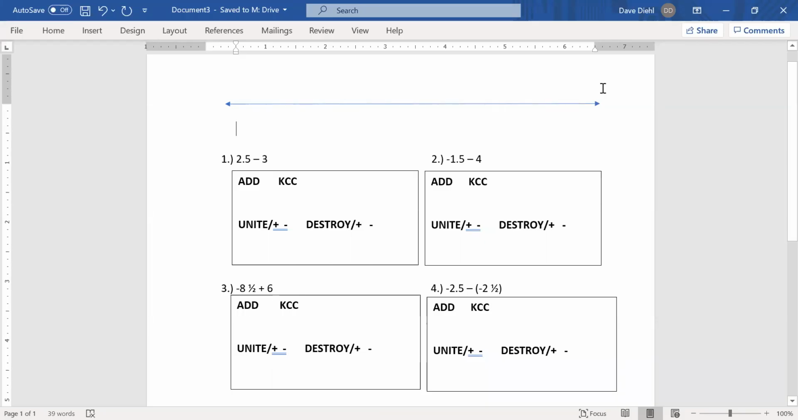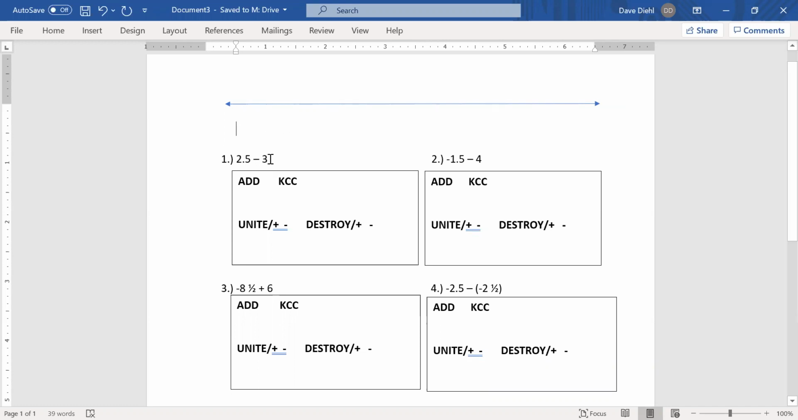Today we're going to be practicing subtraction and addition with negative numbers, but this time we'll have decimals and fractions in them. So we're going to do these in two parts. First, we're going to rewrite them all as addition problems, and then we'll go back and use the number line to make sure we can solve them properly without a calculator. So let's start with 2.5 minus 3.